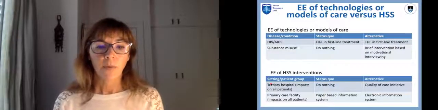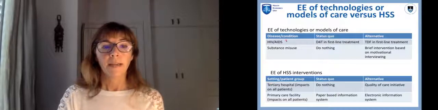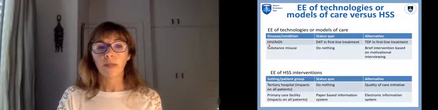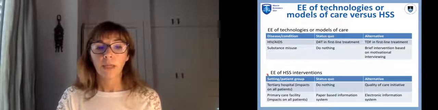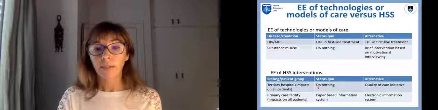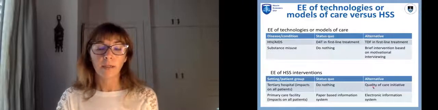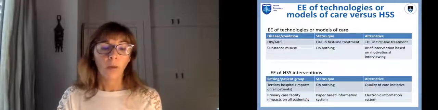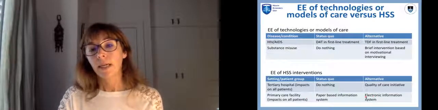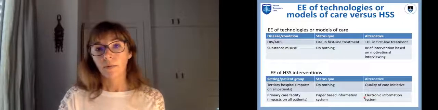So just to summarize where we are so far, the table at the top gives a few examples of economic evaluation of technologies or models of care. And the second table gives an example of economic evaluation of health system strengthening interventions, where in a tertiary hospital setting, we might have do nothing in comparison to a quality of care initiative, or in a primary care facility, we might have a paper-based information system in comparison to an electronic information system.